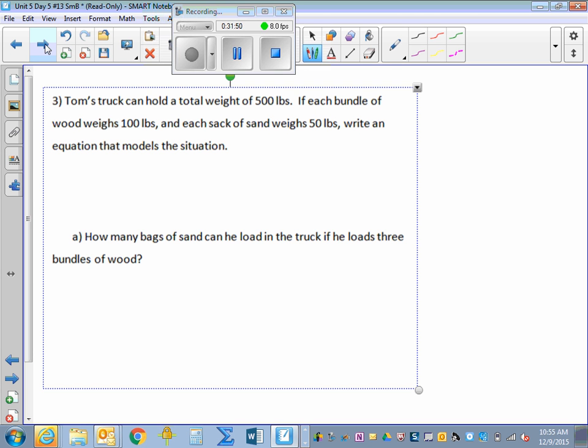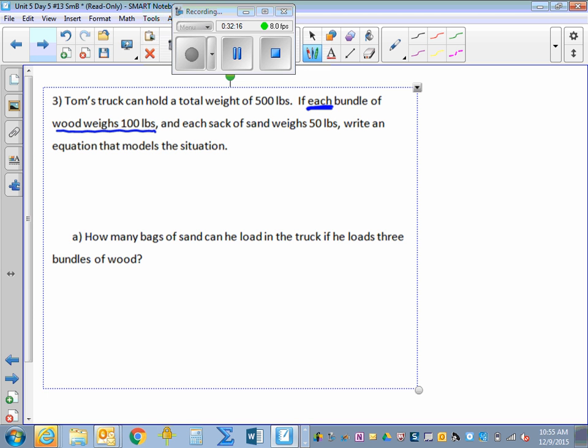Okay, so let's take a look at how many rates we have. It says each bundle of wood weighs 100 pounds. We see a key word there: each bundle. What am I going to have to do? Multiply. So each bundle of wood weighs 100 pounds.